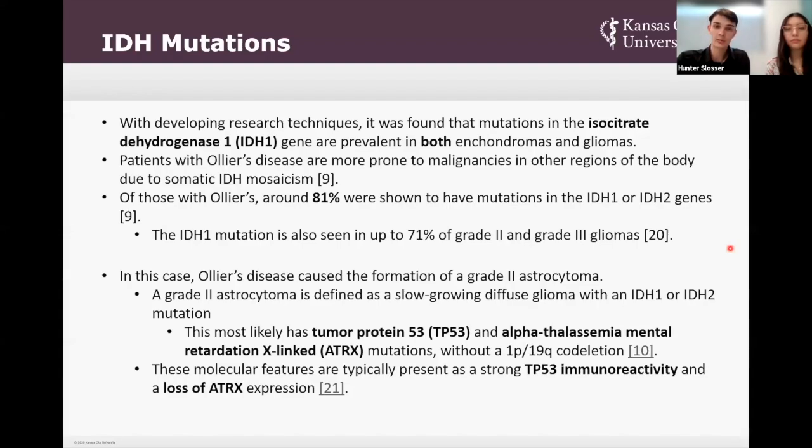A grade 2 astrocytoma is defined as a slow-growing, diffuse glioma with IDH1 or IDH2 mutations. This most likely has TP53 or ATRX mutations without a 1p19q codeletion. So these molecular features typically present as a strong TP53 immunoreactivity and a loss of ATRX expression.